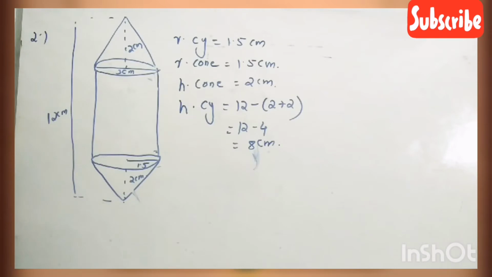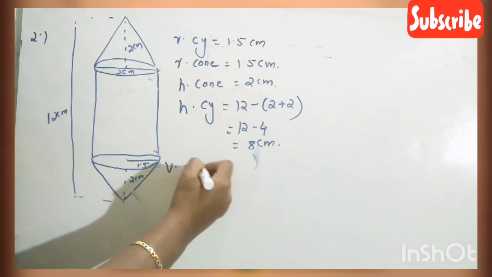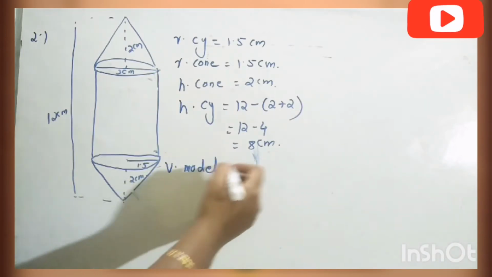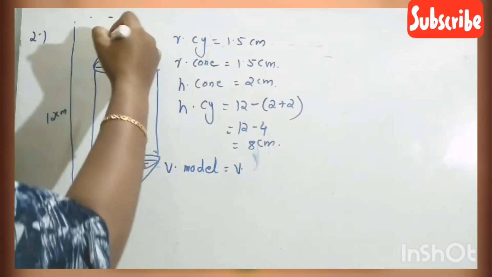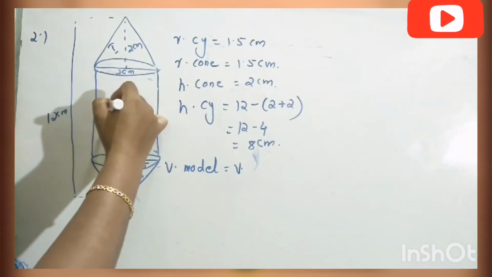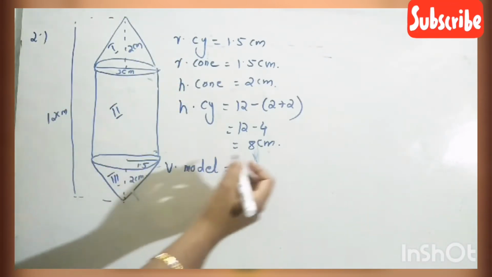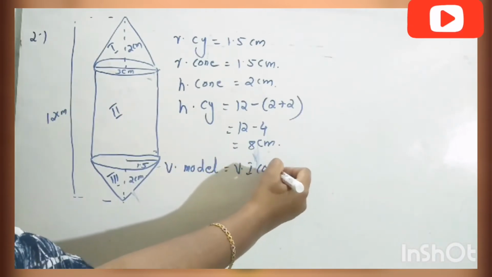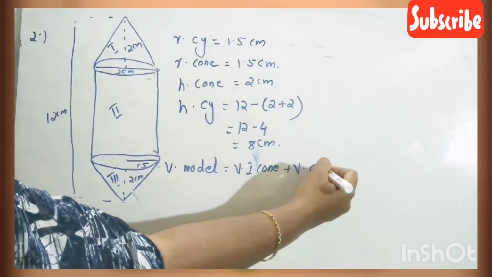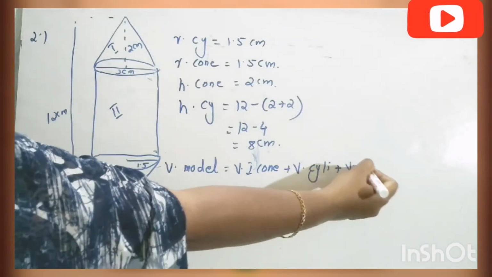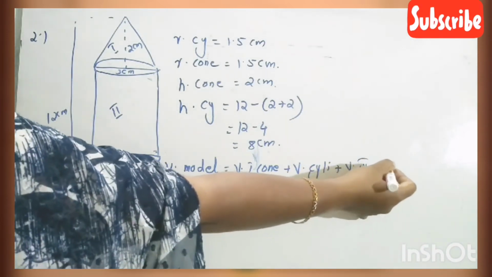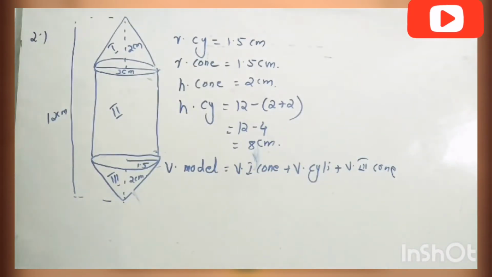Now the volume of the model. Suppose this is the first portion, this is the second portion and this is the third portion. The volume is the volume of the first cone plus the volume of the cylinder plus the volume of the third cone. That is the volume of our model.